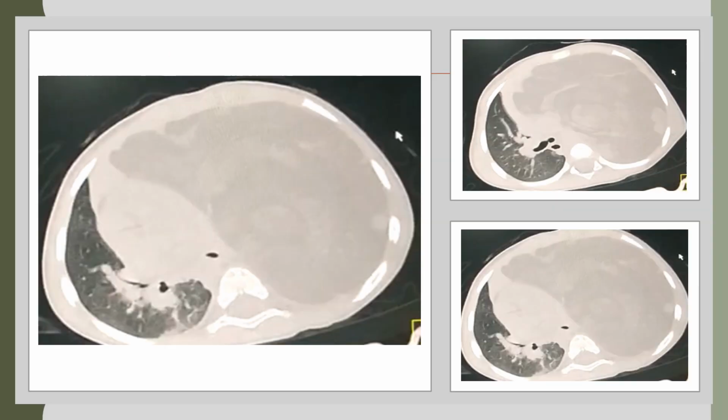Here are the CT scan images. What we can see here is a large opacity which is pushing the mediastinum contralaterally. The visualized right lung field is clear. Here are a few more images.